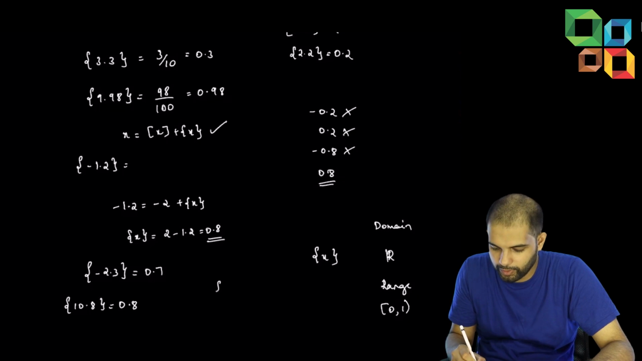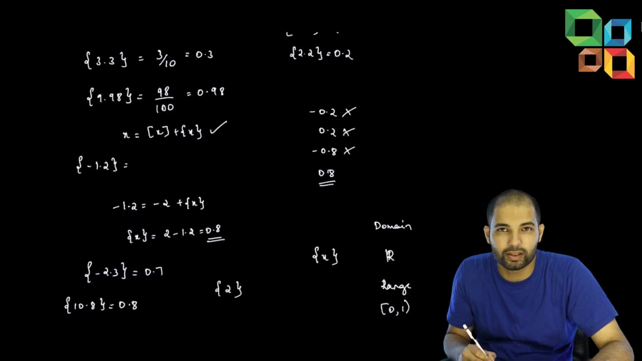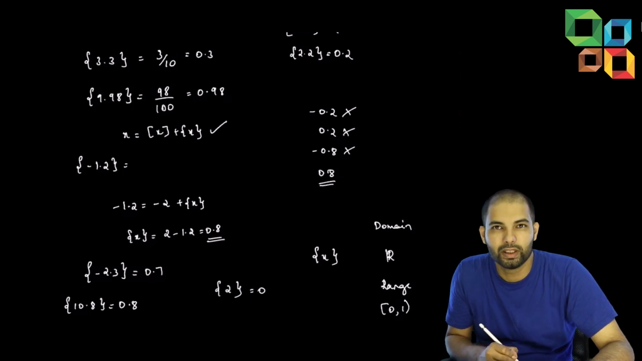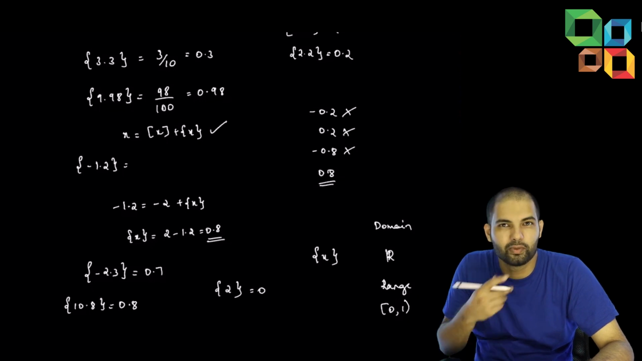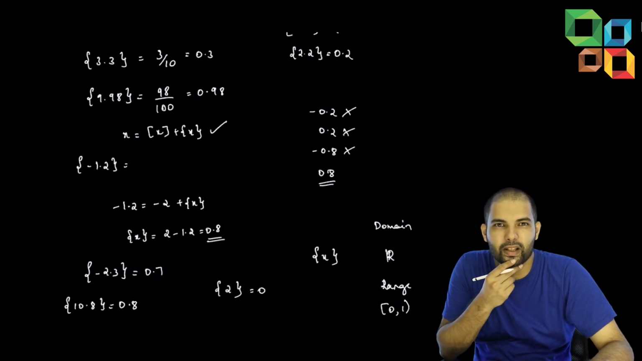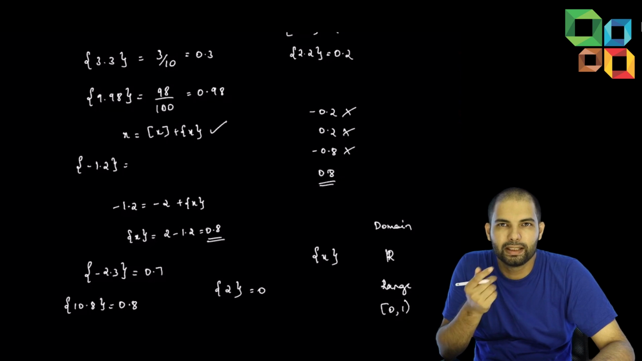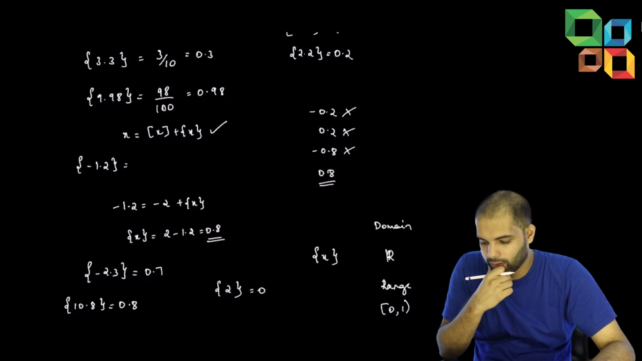For example, if my fractional part of 2 is asked, what is the fractional part? It's 0. Right? So integer part is 2 itself, but fractional part is 0. Any integer I take, the fractional part is 0. So I can get 0, but I can never get 1. Right? Okay. Now, why can't it be negative?